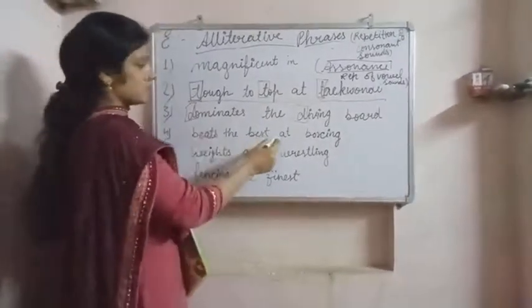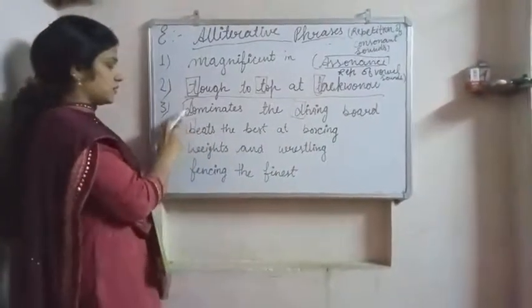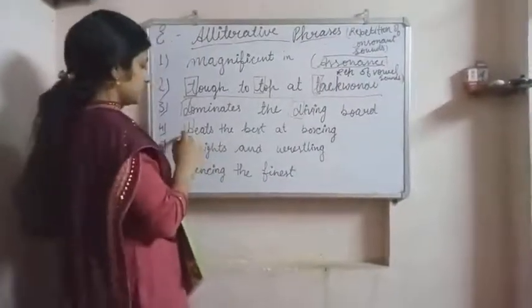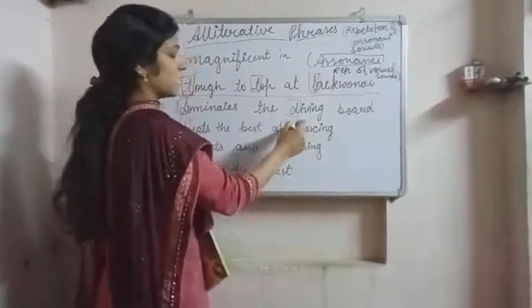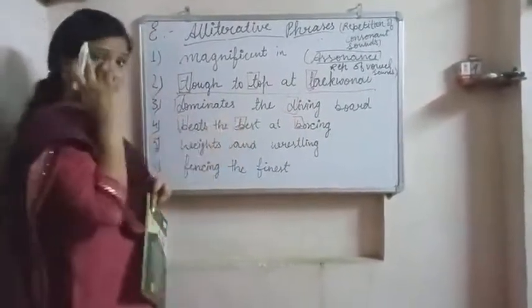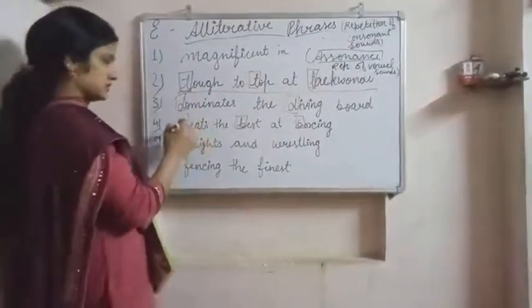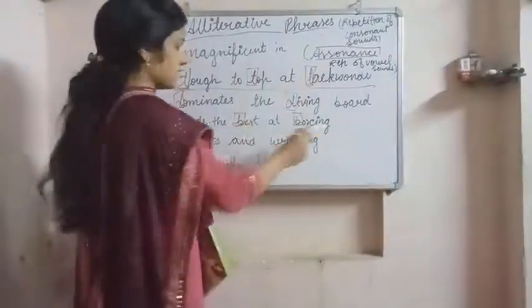Beats the best at boxing. Again we find here the repetition of the letter B. Beats, best and boxing, these three start with the letter B. So the letter B is repeated in this phrase also. So it is also an alliterative phrase: beats the best at boxing.